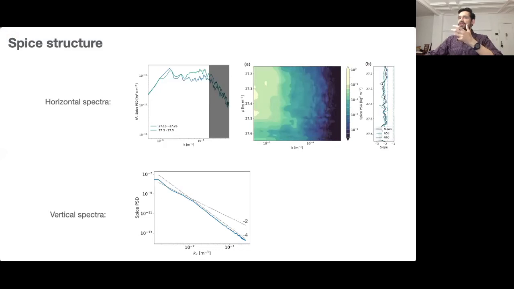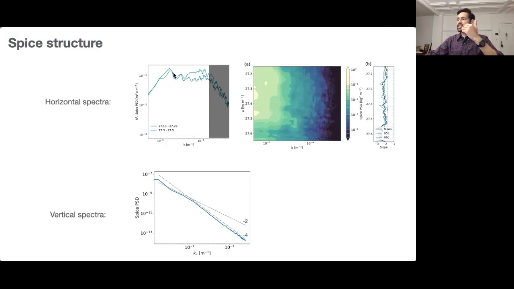Here are some wave number spectra to quantify the structure of spice. So let's first look at the top row, where the horizontal along-isopycnal spectra are presented, noting that this is from part of the glider section that was relatively straight. In the first column, I'm plotting the spectra over a couple of different isopycnal ranges, and the spectra have been multiplied by k squared. So a flat range like this indicates that the actual spectral power law is k to the minus 2.